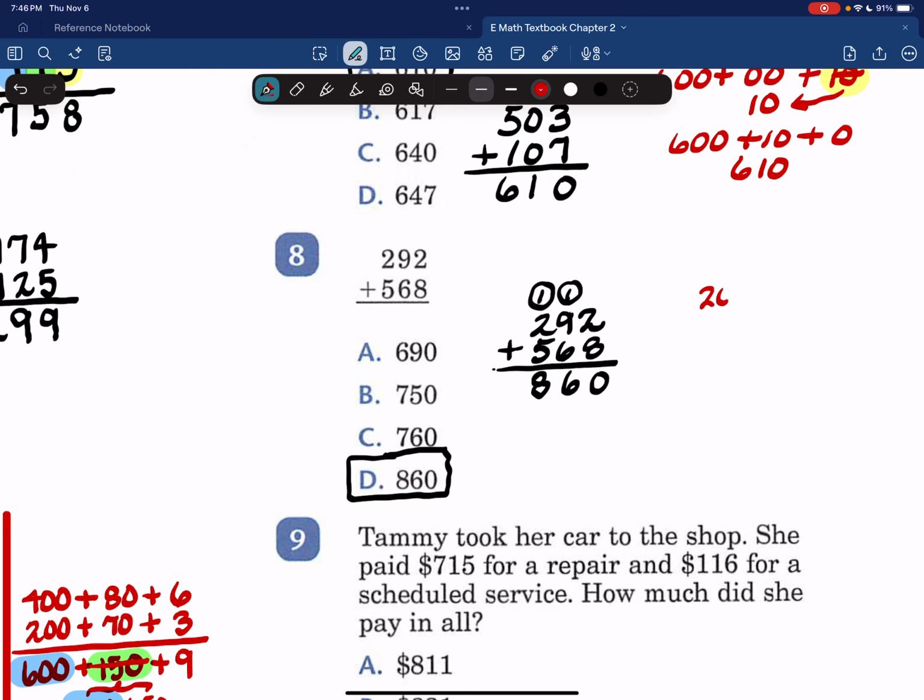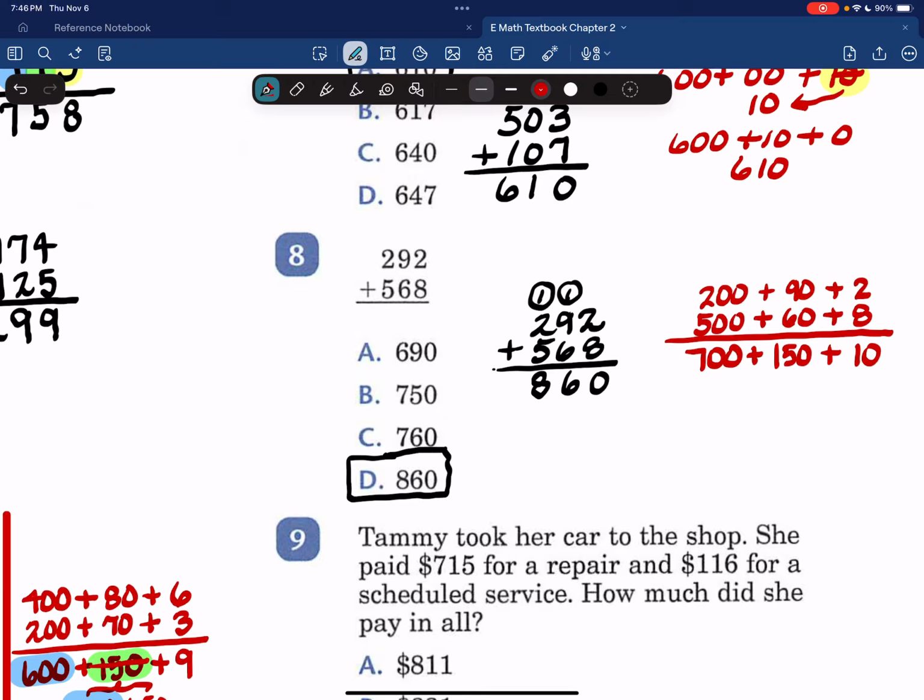I have 2 hundreds plus 9 tens plus 2 ones. And then I have 5 hundreds plus 6 tens plus 8 ones. And so here we get a 10. Here we get a 150, and here we get a 700.